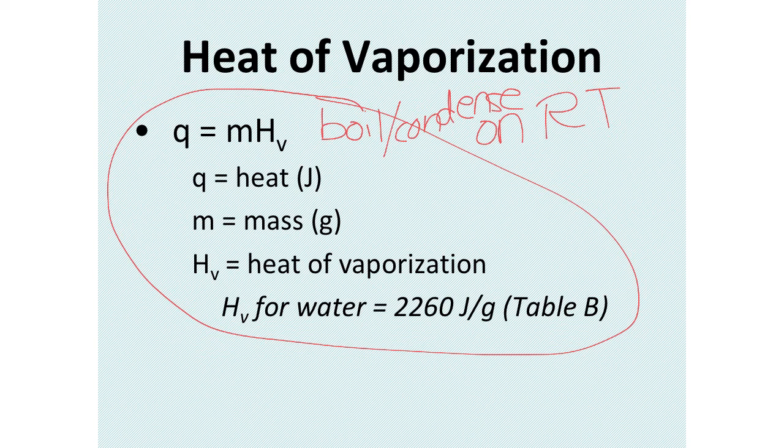And HV is the heat of vaporization, the heat needed to boil 1 gram of the substance at its boiling point. For water, heat of vaporization is 2,260 joules per gram. What that means is it takes 2,260 joules to boil 1 gram of water at its boiling point.